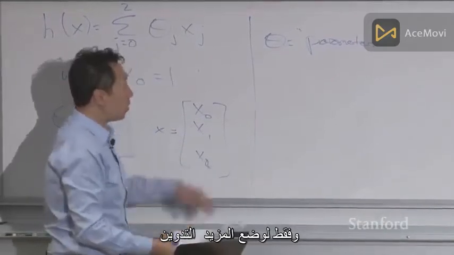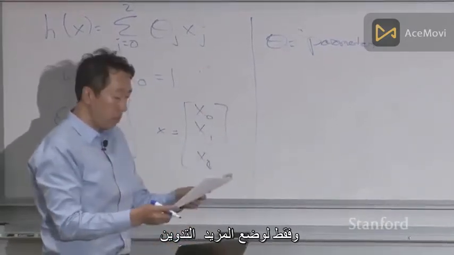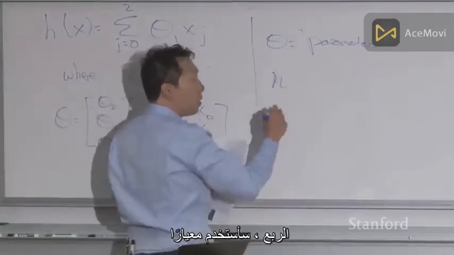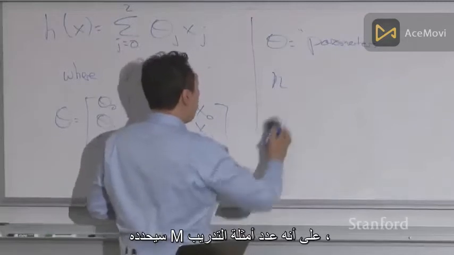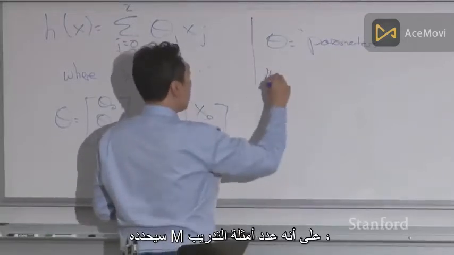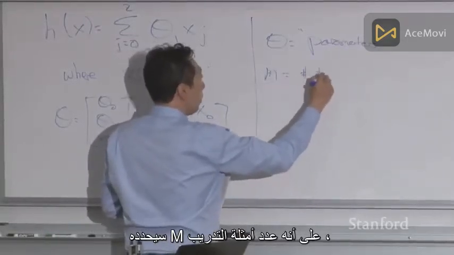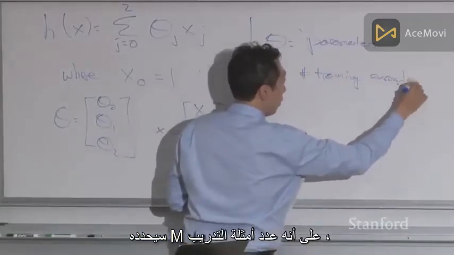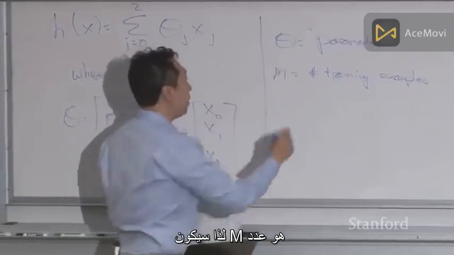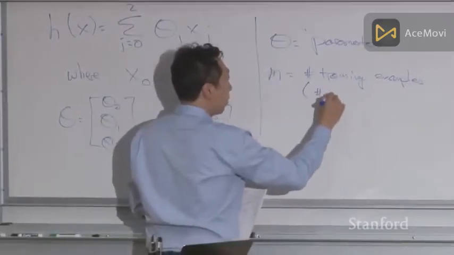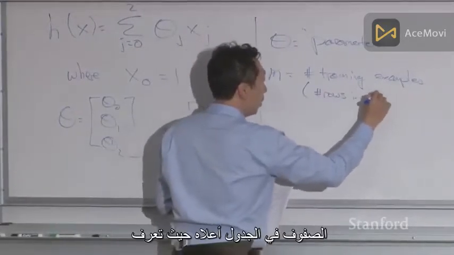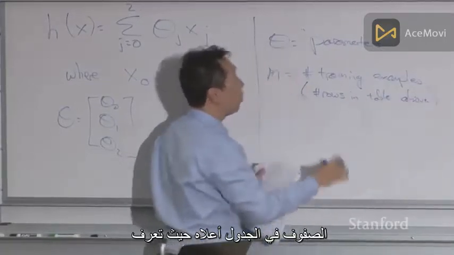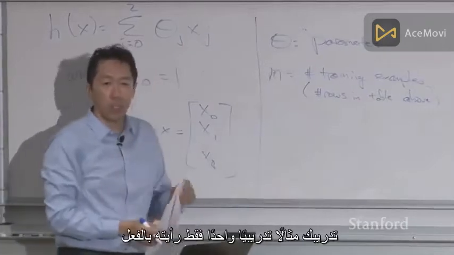Right? And just to lay out some more notation that we're going to use throughout this quarter, I'm going to use the standard that m will define as the number of training examples. So m is going to be the number of rows, right, in the table above, where each house you have in your training set is one training example.